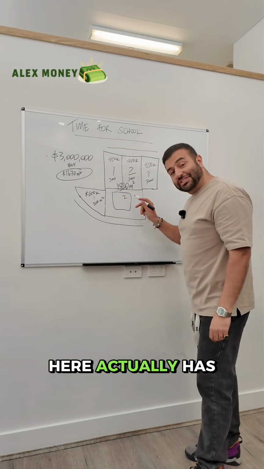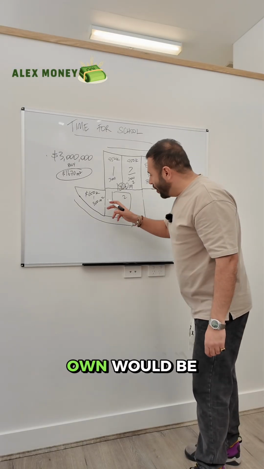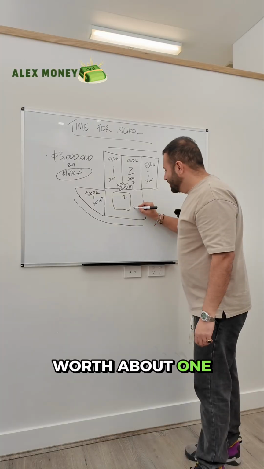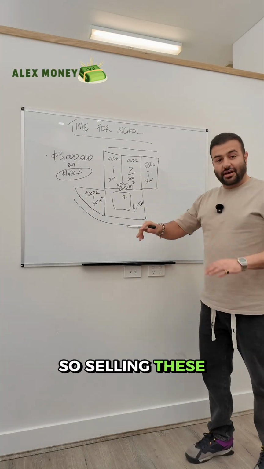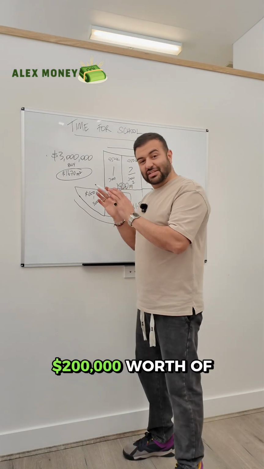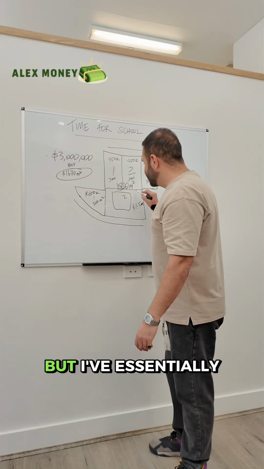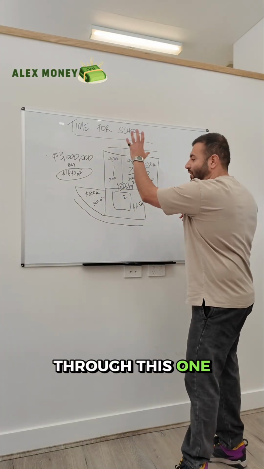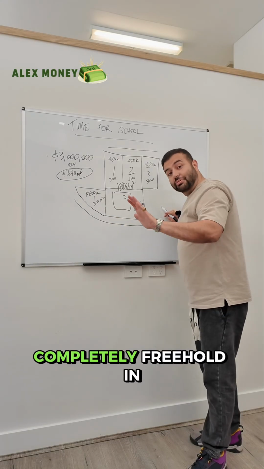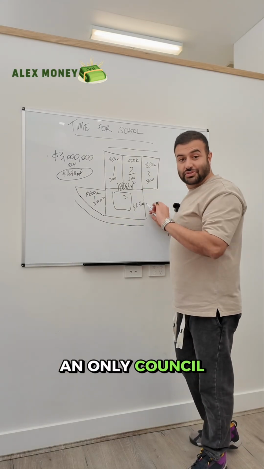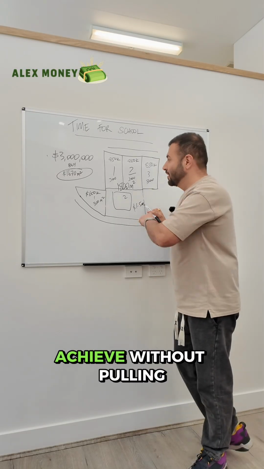The kicker in all of this, I still have this one here. And this one here actually has a really nice house on it that's pulling in rental income, and on its own would be worth about $1.5 million. So selling these, I've become debt free, right? I've got about $200,000 worth of profit, but that profit's probably going to go towards interest and fees and everything else. But I've essentially, through this one transaction, got myself a $1.5 million property completely freehold in an Unley Council suburb. That's something that in your lifetime would be very, very difficult to achieve without pulling a move like that.